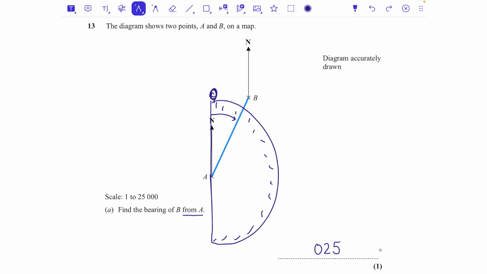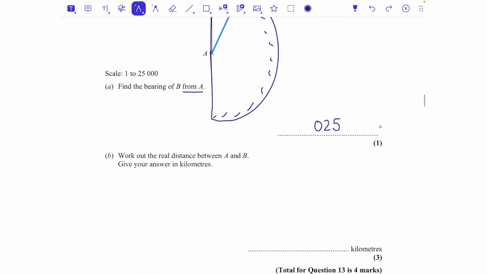So if you do get a bearing that's less than 100, make sure you just put a 0 in front. They did allow it if you didn't put that 0, but they don't always. So make sure you do that just to be on the safe side if it is a bearing.